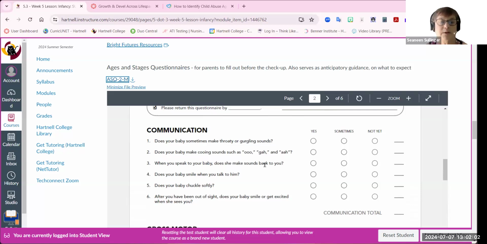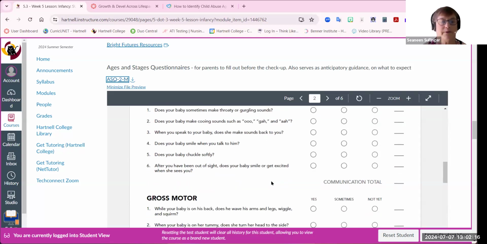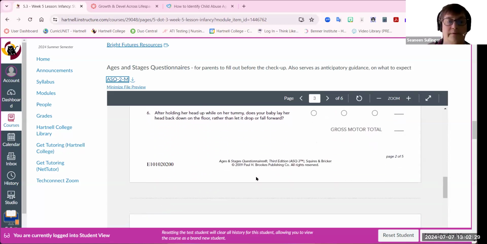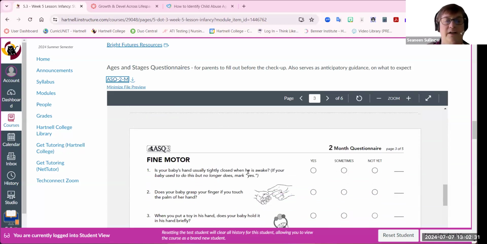So does the baby gurgle? Do they coo? Do they make sounds back to you? Do they smile when you talk to them? Do they kind of laugh a little bit? If you've been gone for a little bit, did the baby get excited when you come back? The gross motor, so that's communication, gross motor. Does he hold the head up? When they're on their back, do they kick their legs, right? So you just kind of go down the questionnaire.